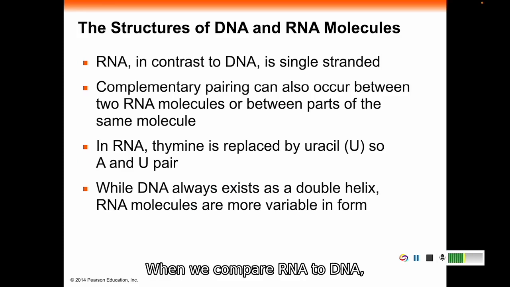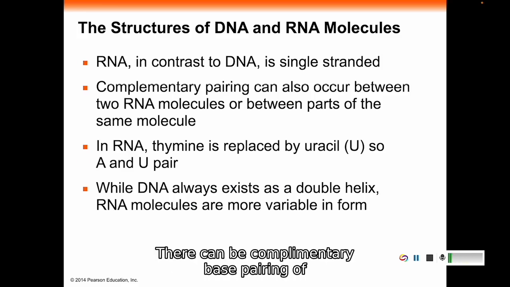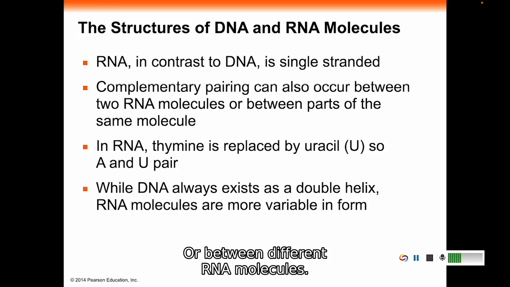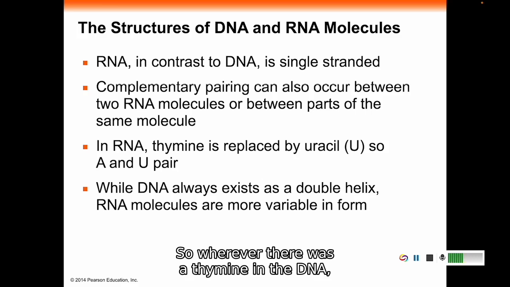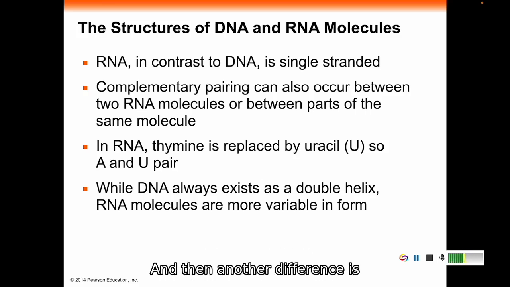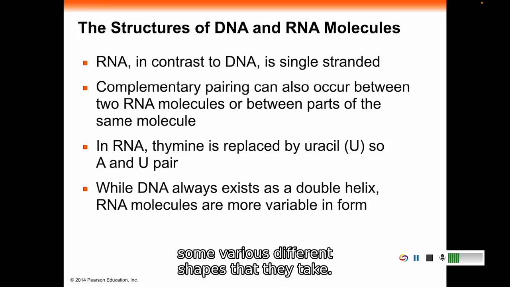When we compare RNA to DNA, RNA is single-stranded. It's not going to form that pretty spiral staircase that DNA made. There can be complementary base pairing of RNA molecules to help it fold up into its shape, or between different RNA molecules. In RNA, we take the thymine out and replace it with uracil. So wherever there was a thymine in the DNA, the RNA that's copied off of it is going to have a uracil instead. And another difference is DNA is always the shape of a helix, but RNA molecules are going to have various different shapes that they take.